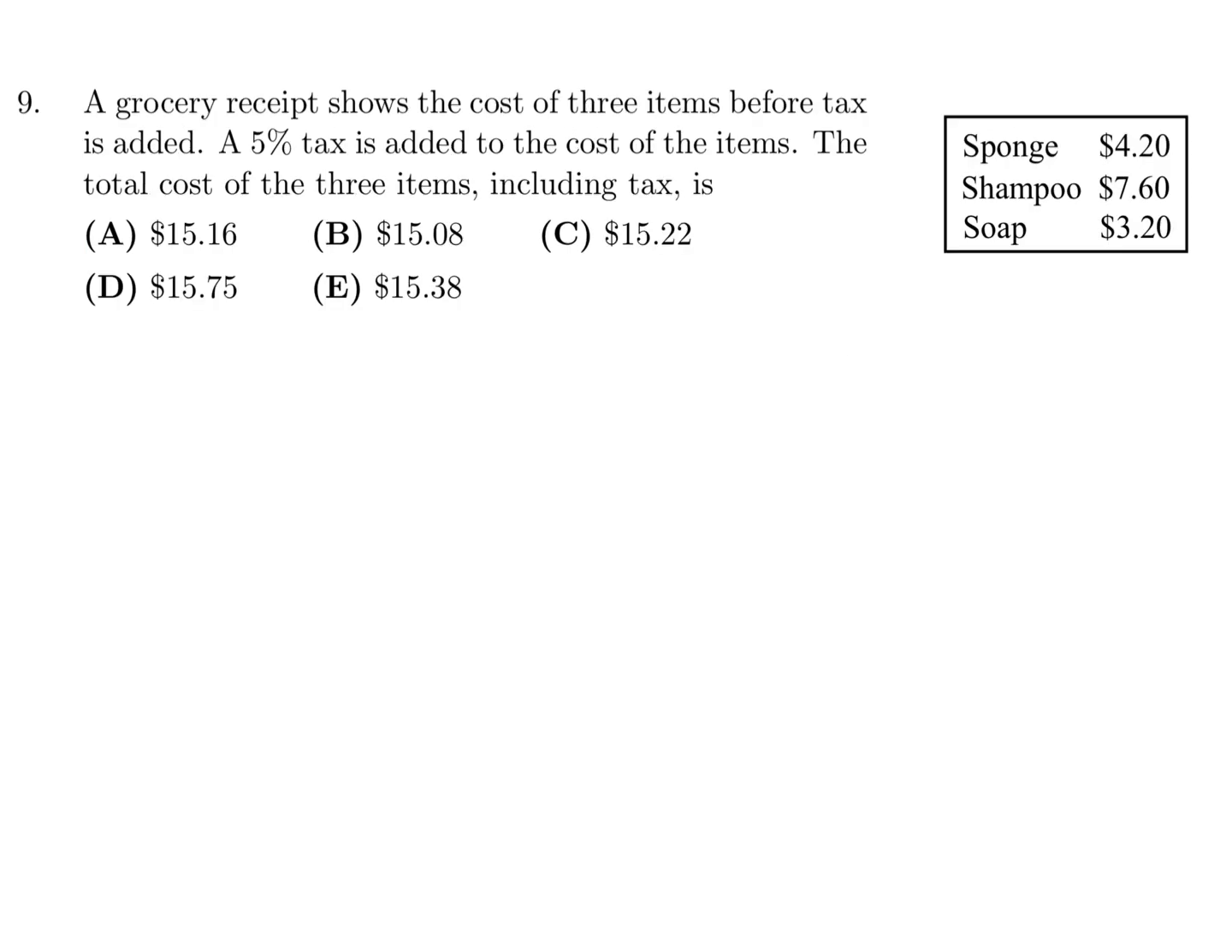A grocery receipt shows the cost of 3 items before tax is added. 5% tax is added to the cost of the items. What is the total cost of the 3 items, including tax? So first we've got to add this up. When you do, it's exactly $15. Then you take the $15 and add to it 5%. 5% of $15, I believe, is 75 cents. So that would be a total of $15.75. And for number 9, that would be D.